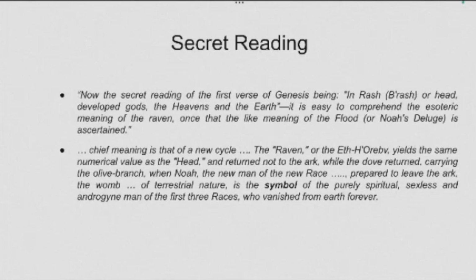The raven yields the same numerical value as the head and returned not to the ark, while the dove returned carrying the olive branch. When Noah, the new man of the new race, prepared to leave the ark, the womb of terrestrial nature, this is a symbol of the purely spiritual, sexless, and androgyne man of the first 3 races who vanished from the earth forever.